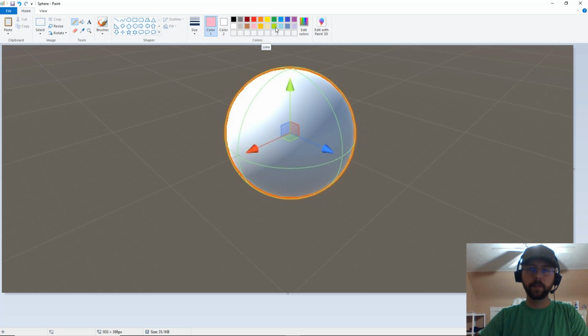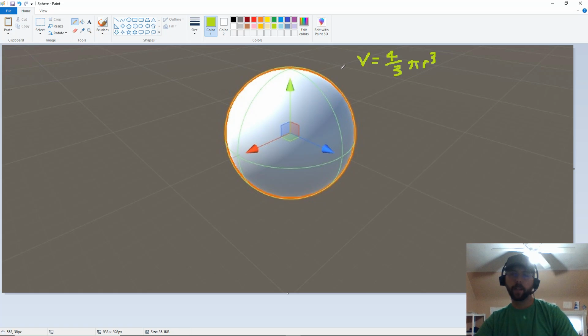What color do I want to use? Let's use green. So the formula as memorized is volume equals 4/3 pi r cubed. And in order to arrive at this formula, normally it's just memorized like in high school, but say you didn't know what it was, you can find it.